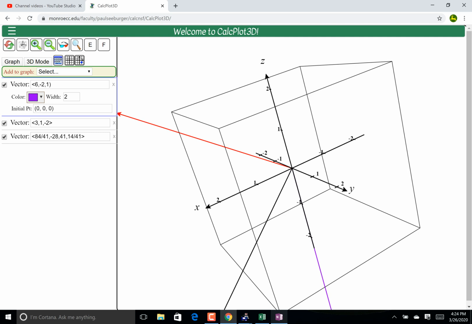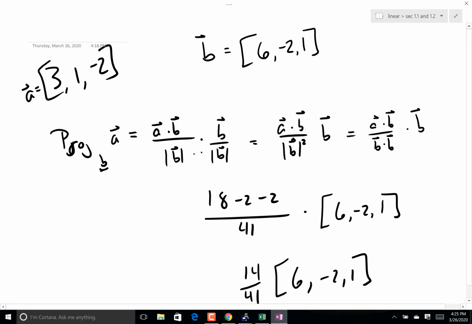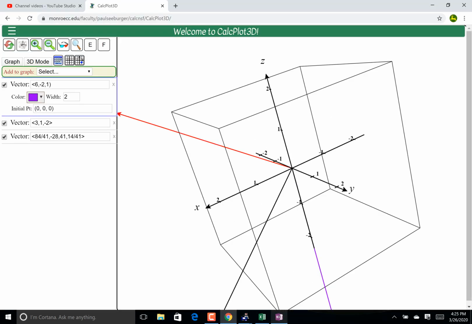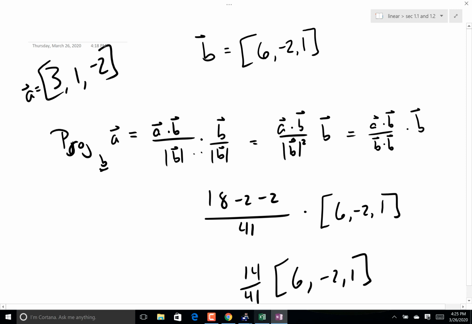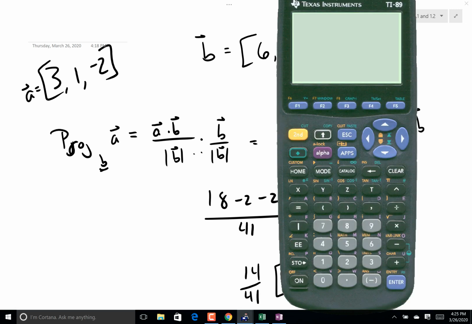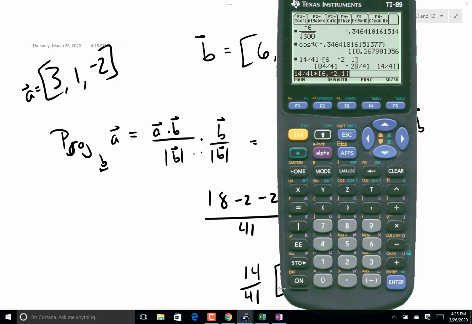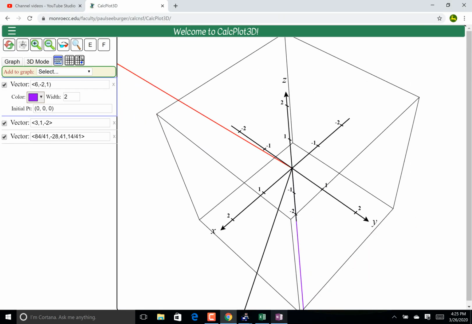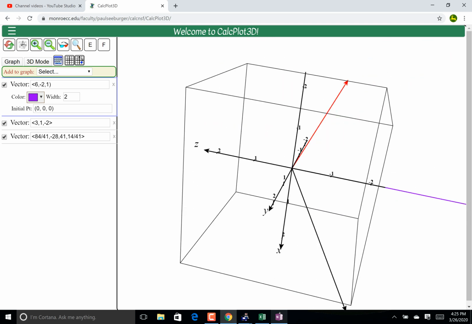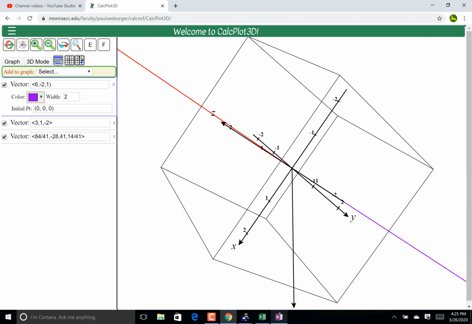Something went boobered. 6, -2, 1. 3, 1, -2. Did I type that in wrong? Stop it. Stop it right now.